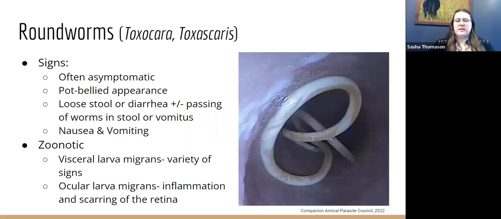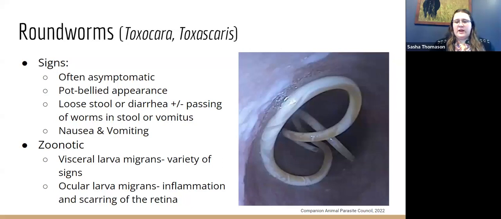When we think of roundworms, we typically think of the puppies that have that pot-bellied appearance. But if you have adult dogs with it, you may not see any signs. If you do, you can see some loose stool, or it can get to diarrhea. And since it goes to both the lungs and intestines, they may be nauseous, may vomit, so you may or may not see any worms passed in the stool or vomitus.